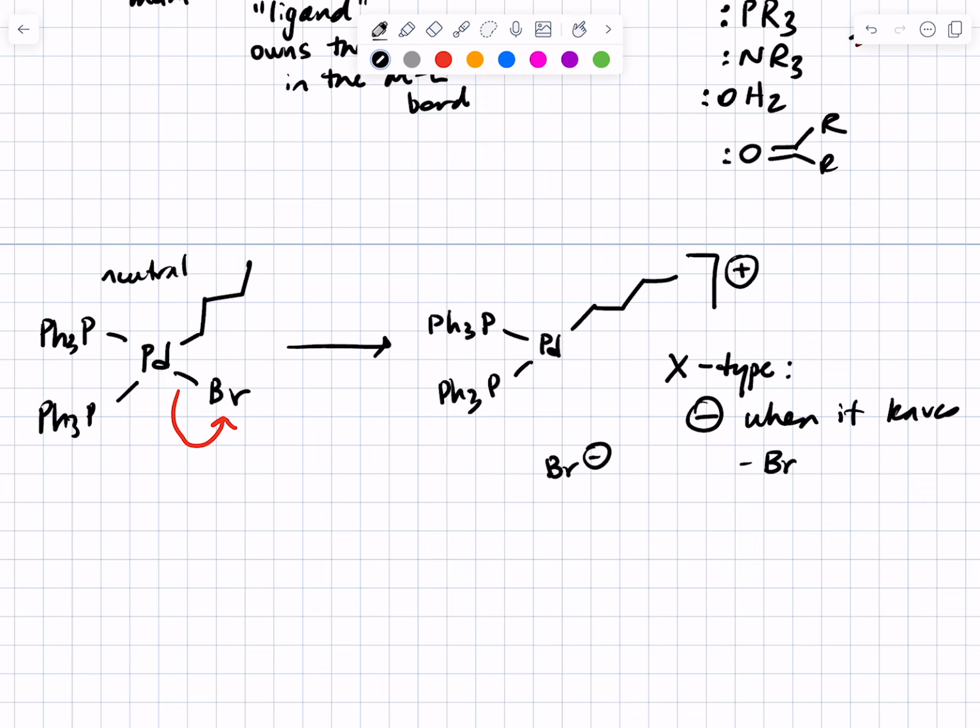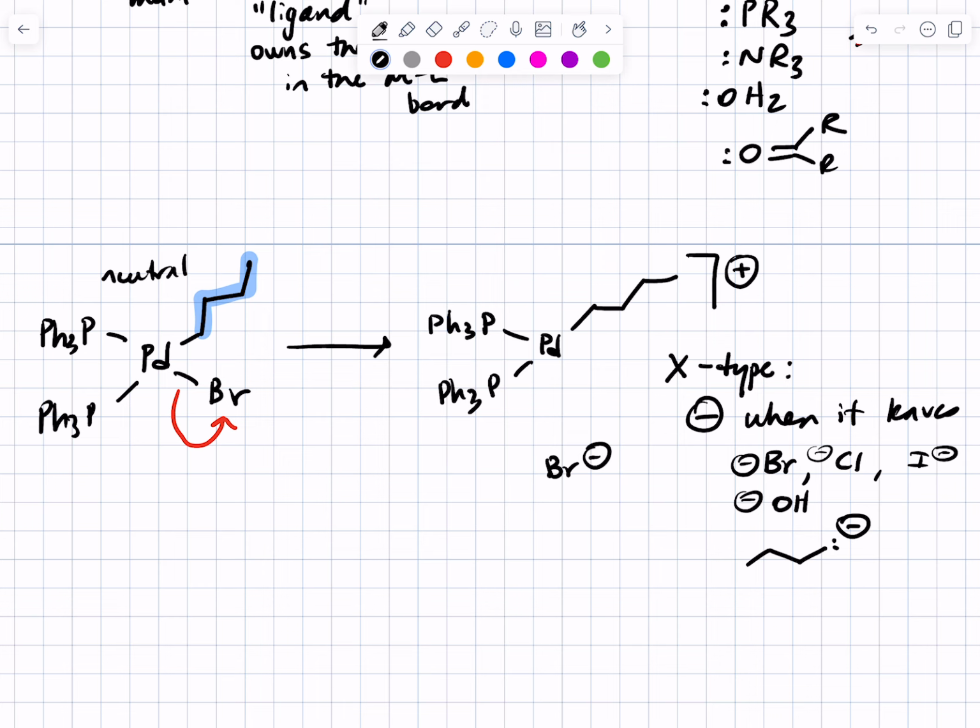So examples of X-type ligands include halides. Hydroxide can be an X-type ligand. How about this alkyl group? What kind of ligand is that? If it were to take these electrons and leave, what would it be? It'd be an anion. It would be negatively charged. So that's how you can tell it's an X-type ligand.